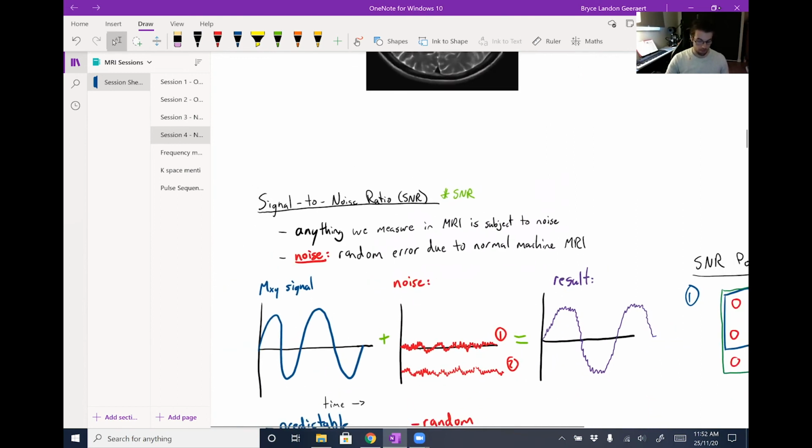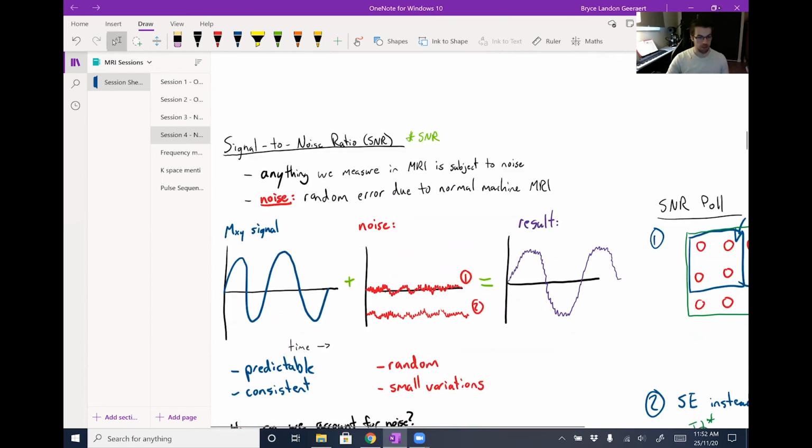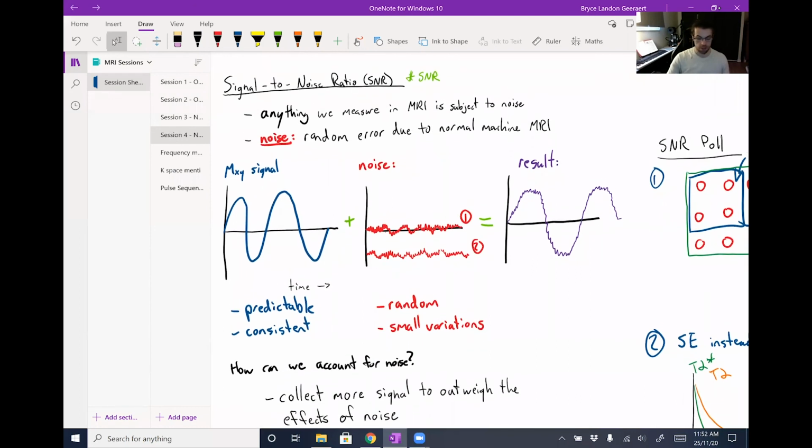We then took a solid pit stop in the signal to noise ratio, talking about how signal is predictable, it's what we're interested in, whereas noise is unavoidable and random. So the only way that we can account for the effect of noise on our image, just to be explicit, we can't cancel out noise. We have to account for the effect of noise in our image because it's omnipresent. No matter what parameters you use in your scanner, we need to collect more signal. And we talked about a few different parameters we can use to maximize signal to counterbalance the effect of noise on our image.